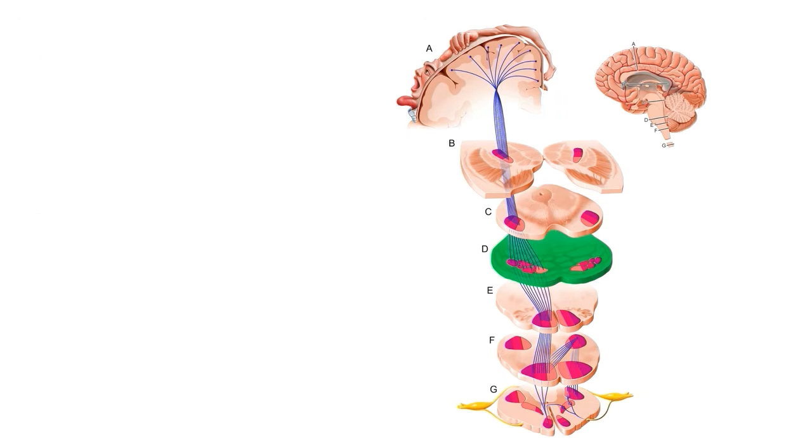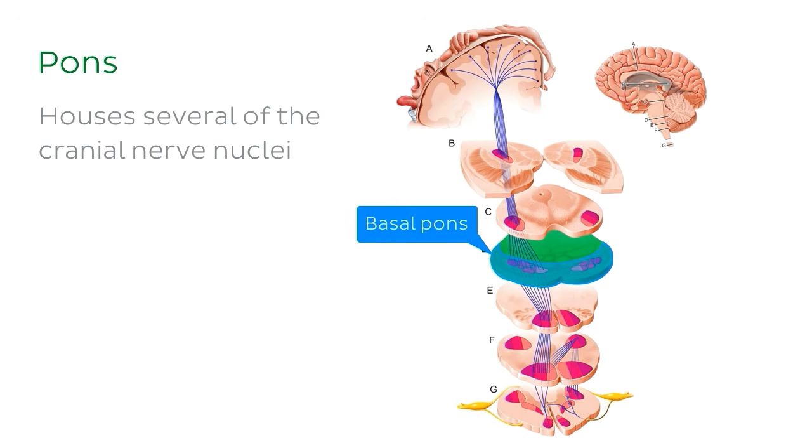Moving in an inferior or caudal direction, the next cross-section that we're going to be looking at is taken at the level of the pons. And it can be identified by this large bulge on its ventral or anterior surface called the basal pons and its large connections to the cerebellum. It also houses several of the cranial nerve nuclei. Like the midbrain, the pons also contains fibers of the ascending and descending white matter tracts, but we'll discuss this in more detail in just a few moments.